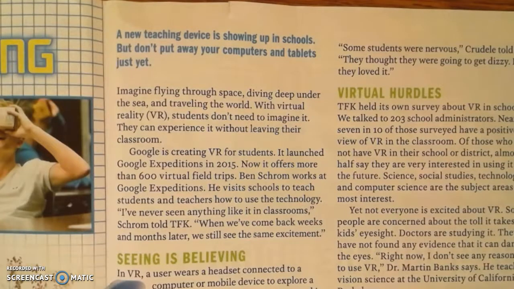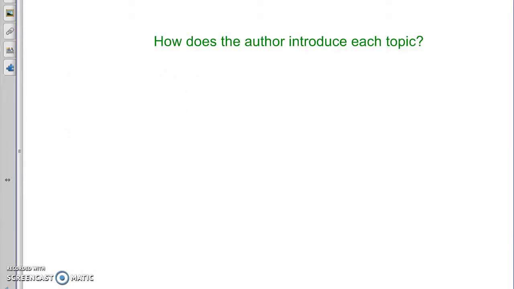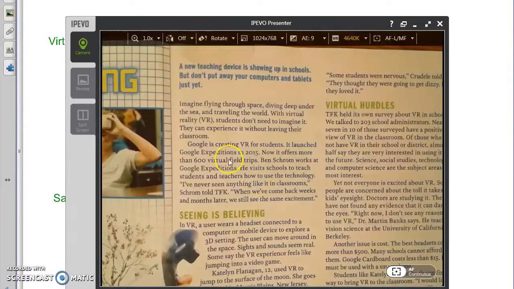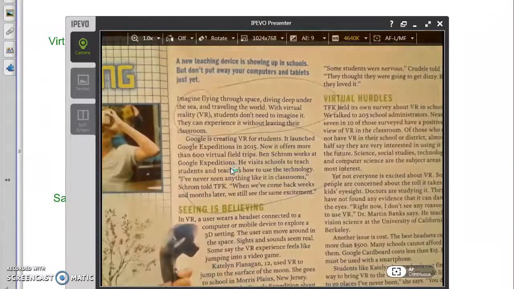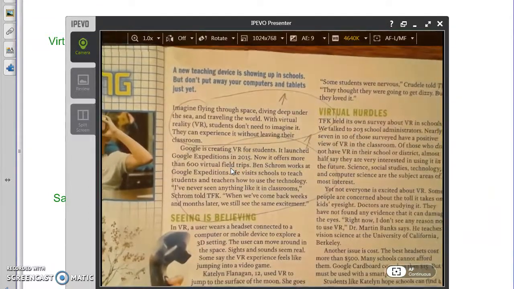Okay, so I want you to take out a notebook right now. Take out something that you could write with, because I want you to write some answers to this with me. How does the author introduce each topic, right? It's not visual, it is virtual learning. What does the author of virtual learning do here? Well, if you look at this, there are 2 separate paragraphs right here. 1, 2. And I'd argue that he does 2 different things here. So what does he do in this first paragraph? And what does he do in this second paragraph?